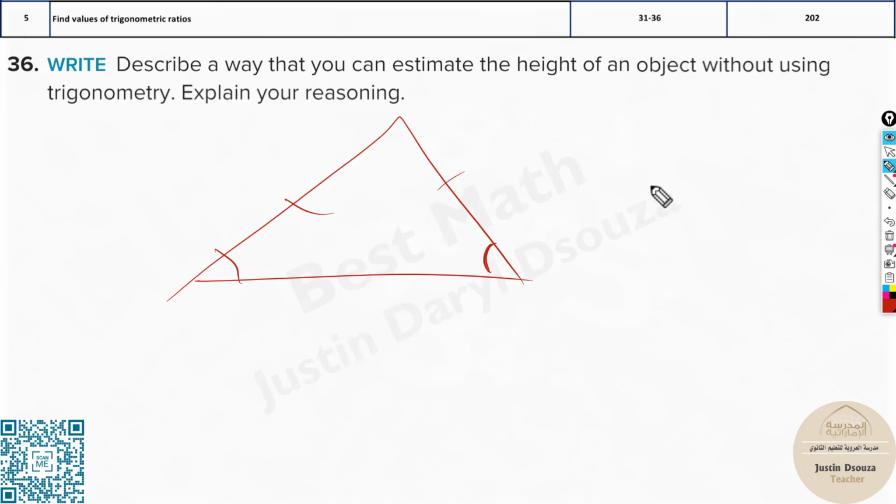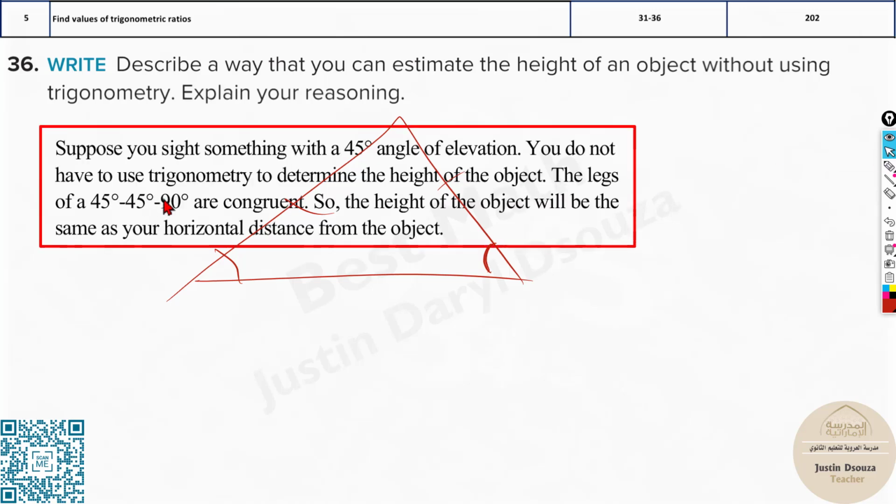Now, if you have 45, say they are mentioned over here, 45, 45, 90, then you do not need trigonometry. You can easily find the length or the height by direct formulas. So if you have an angle of elevation of 45 degrees, then the other angle will be 45, 45, 90, right? So such triangles have congruent legs. And then you have a direct formula to solve the heights and everything. So that is what they are meaning.